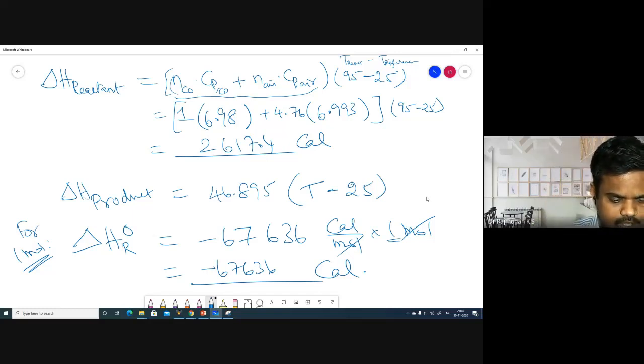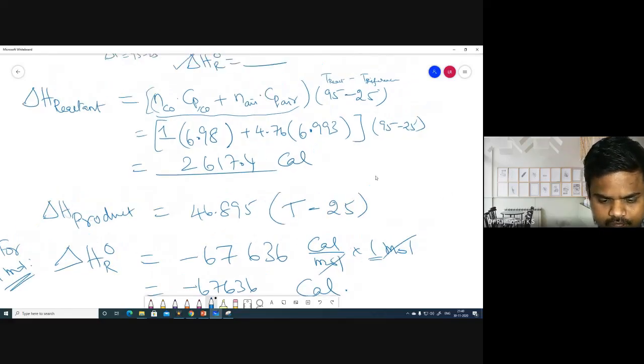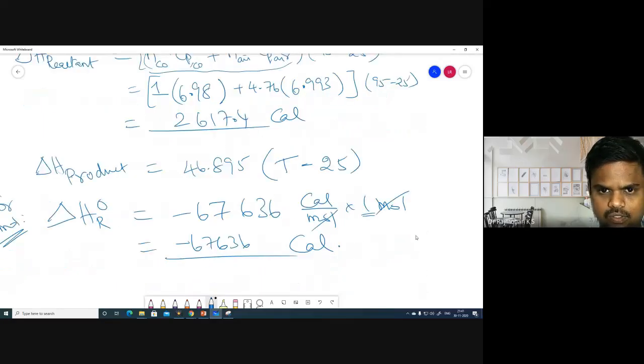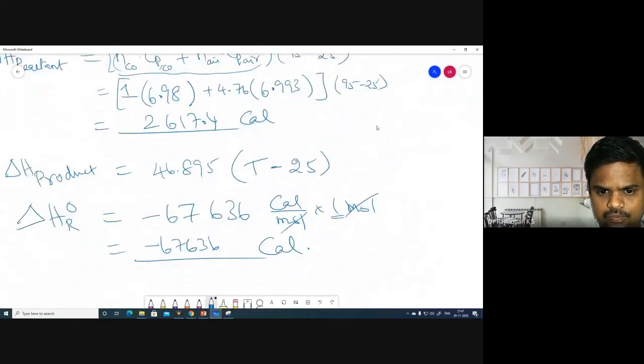Total heat released can be determined. Okay. Total heat released is equal to the summation of the things. So what we'll have is total heat released is equal to this value. What is that? 67,636. This is in minus. Okay. This is also going to be in minus, because this heat is to be removed.